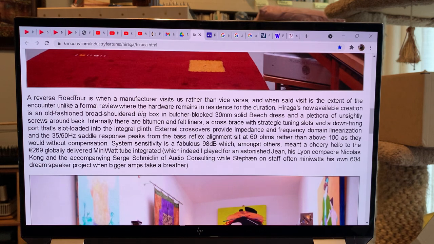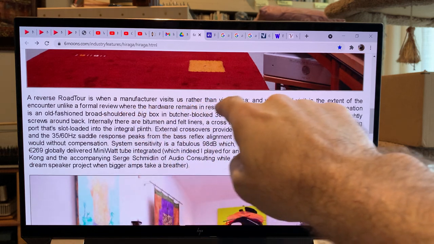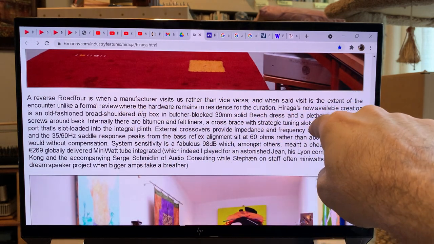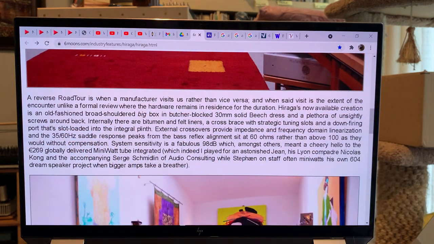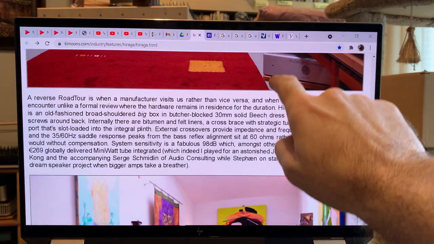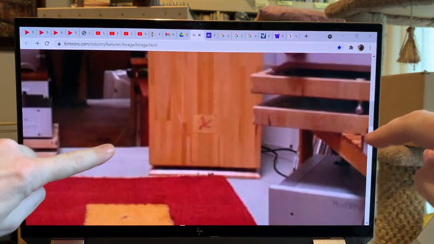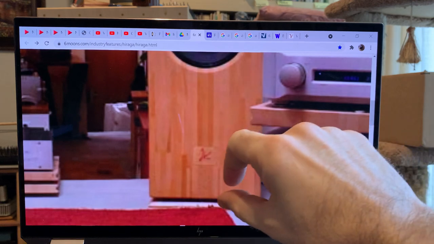So going back here, where does he say, he's using a slot port, strategic tuning slots, and the down firing port that is slot loaded into the integral plinth. What on earth does that mean? So when you look at the cabinet, let's just zoom into it. You see that at the base of the cabinet, you see an opening, and that's a slot.